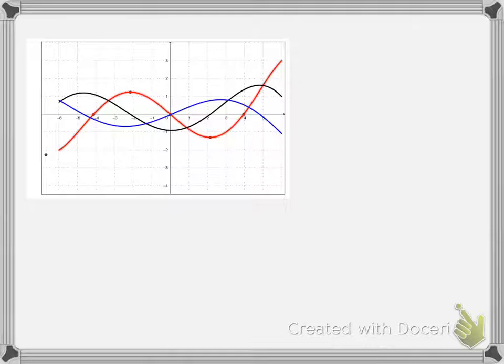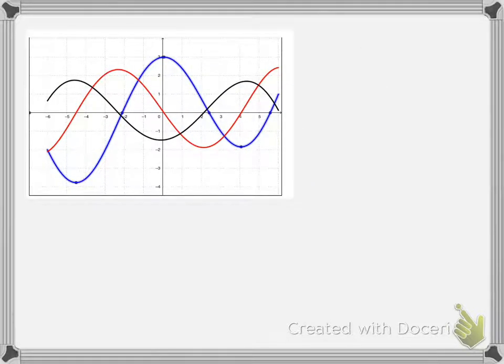So again, try to figure it out and pause the video before I reveal the answers. Okay, so from this function, the red graph is the function. The black graph is the first derivative, and the blue graph is the second derivative. Alright, let's do the last one. Again, pause the video, try to figure out which one before I reveal the answers.